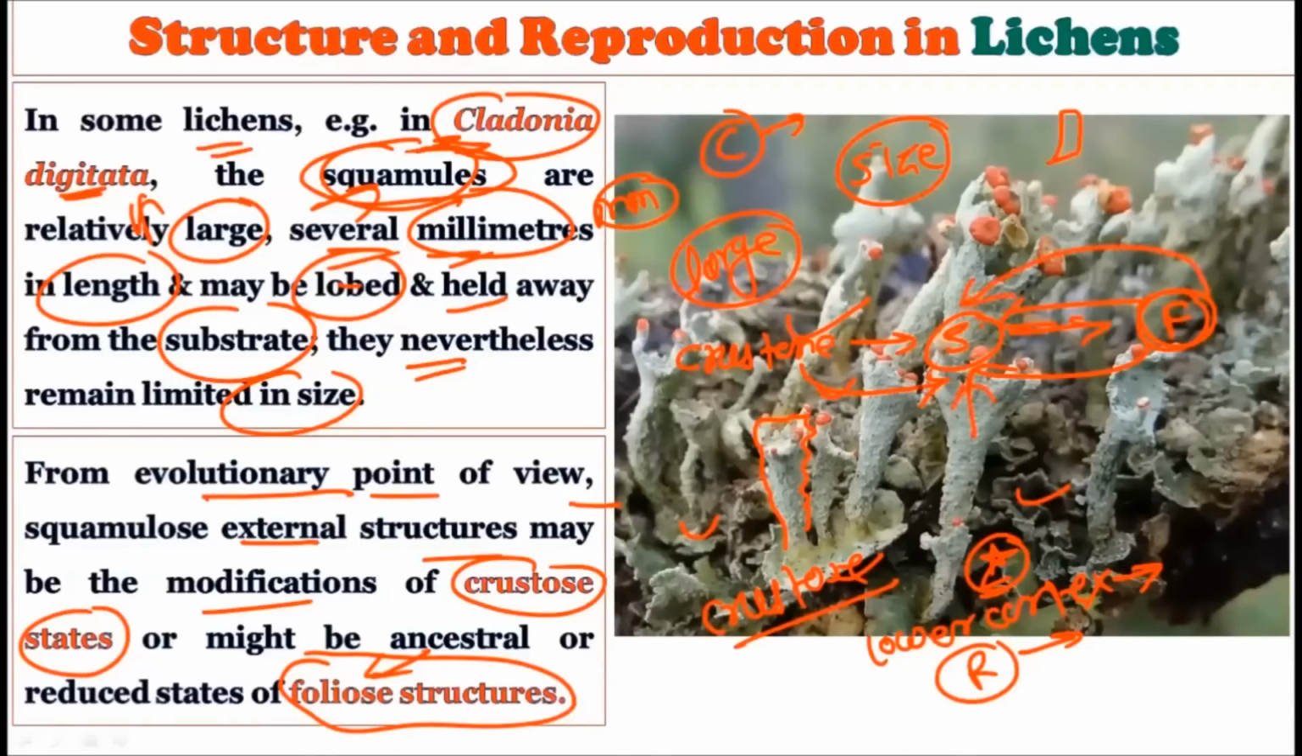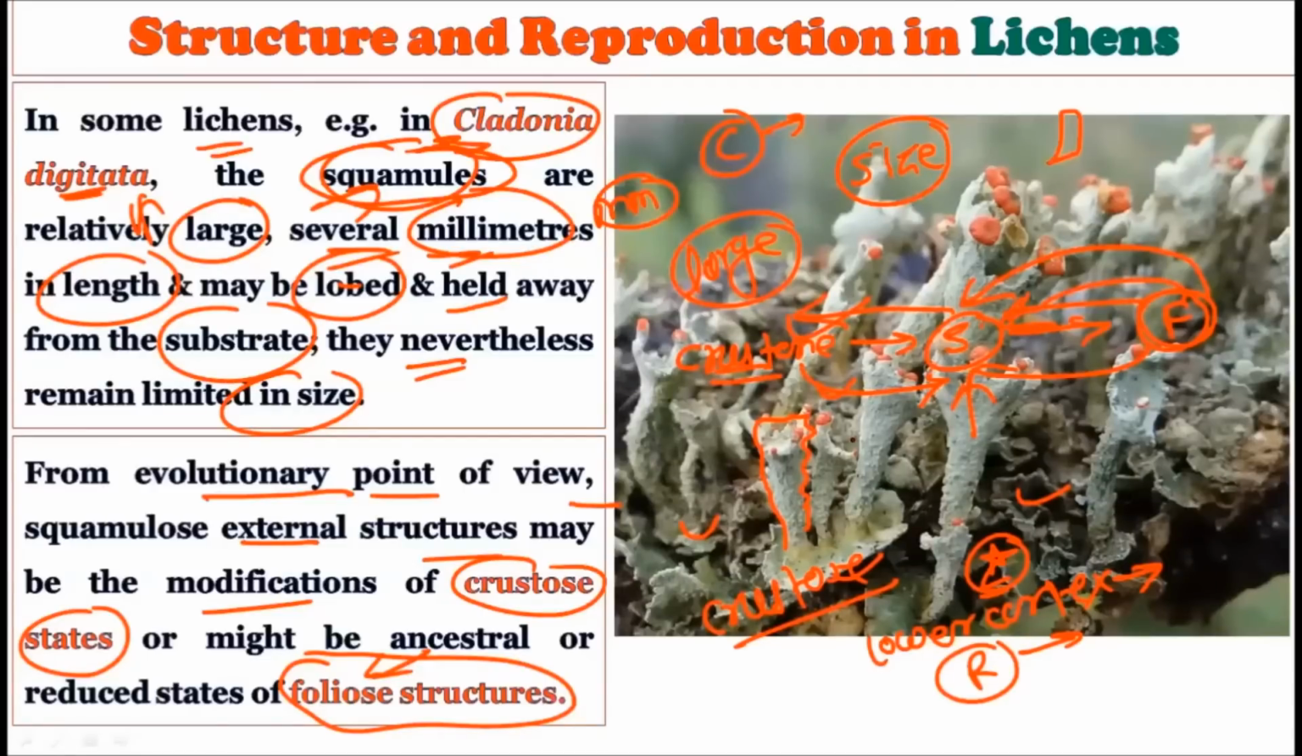So from the evolutionary point of view, the squamulose lichens are advanced from the crustose lichen, but they are still lagging behind the foliose lichen. So from this evolutionary line, you can conclude that the squamulose lichens have their ancestry in the crustose lichen, and the foliose lichens have their ancestry in the squamulose lichen.